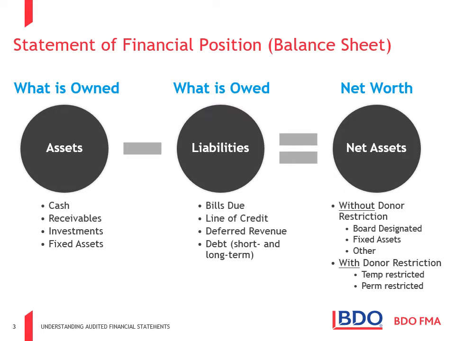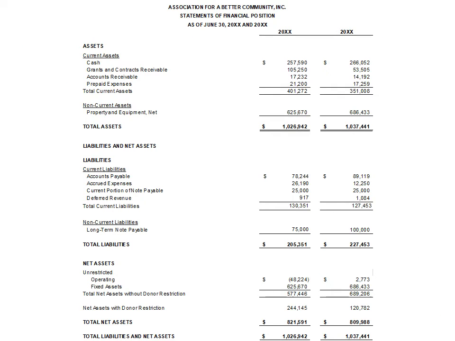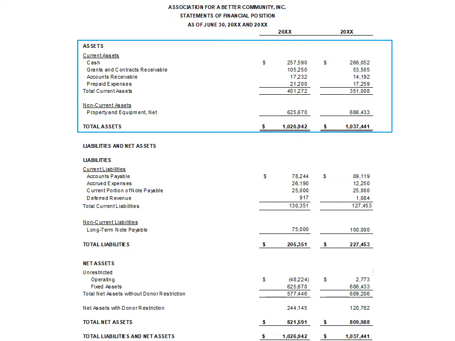So what I'm going to do now is actually move to an example of a balance sheet. This is a sample hypothetical set of nonprofit financial statements for an organization that we've made up. And this is what the statement of financial position or the balance sheet looks like for this organization. So we'll walk through it quickly. The first section of the balance sheet is the organization's assets. So this is where we see the assets, and you see different categories of assets. So we have cash, grants and contracts receivables, accounts receivables, and so on.